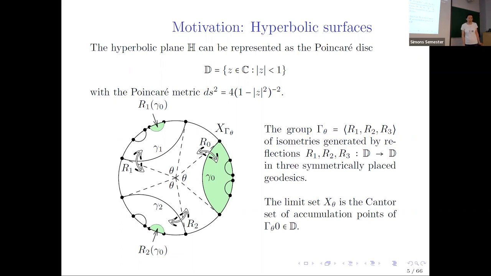So let us stay here for a moment. The big round circle is of course the unit disc. Then you have three arcs which are orthogonal to the unit circle, and these are three geodesics. And our group is generated by the reflections, the maps R1, R2, and R3, which are reflections on this hyperbolic plane as a unit disk.